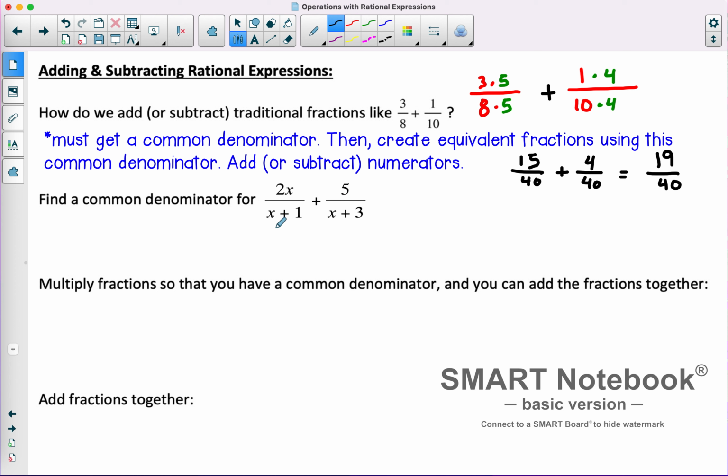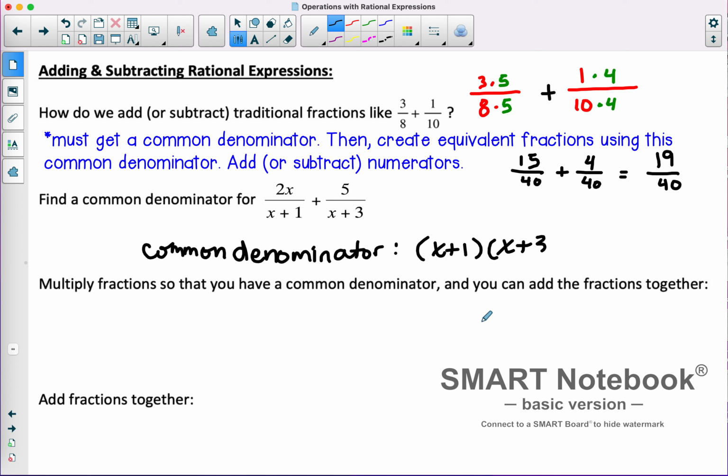So if I look at a rational expression like this one, 2x over x plus 1 plus 5 over x plus 3, our common denominator in this case is a factor of x plus 1 and x plus 3. So we're going to create equivalent fractions that just has a common denominator now. So let's look at what we have.